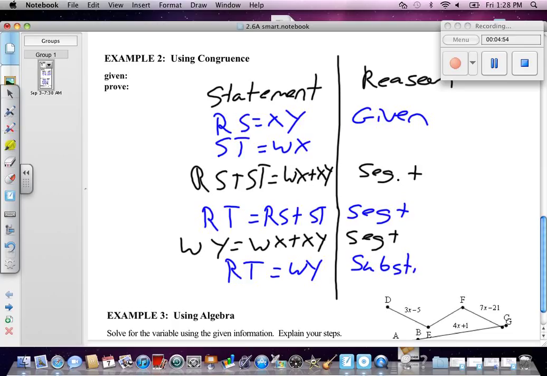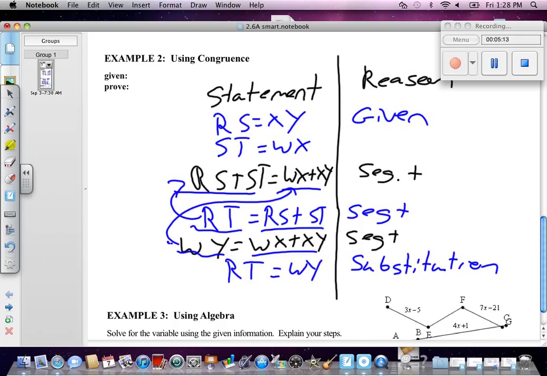For 3 and 4, why would we call it substitution? Because you're taking, see how these parts right here are equal to each other? And we're saying these are equal to each other because we took this out and substituted this in. We took this out and we substituted that in. Substitution. Shouldn't 3 and 4 be transitive? No. They're definitely segment addition.